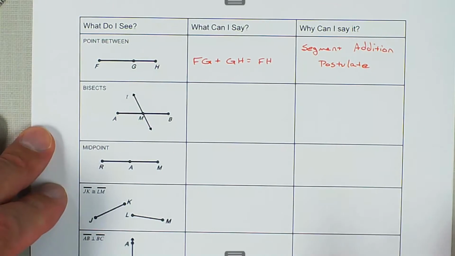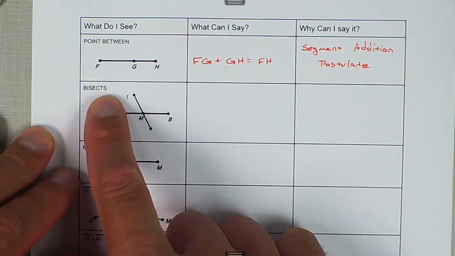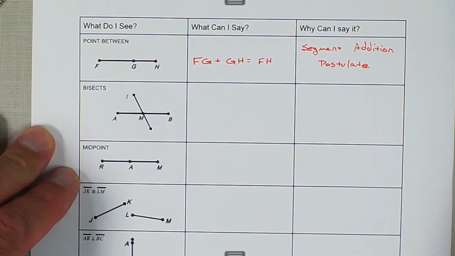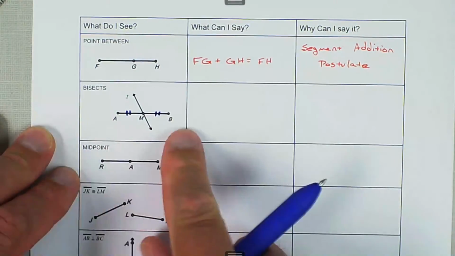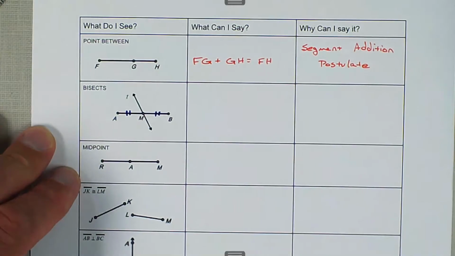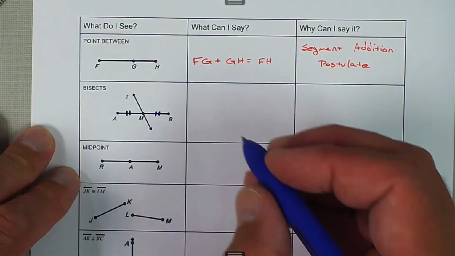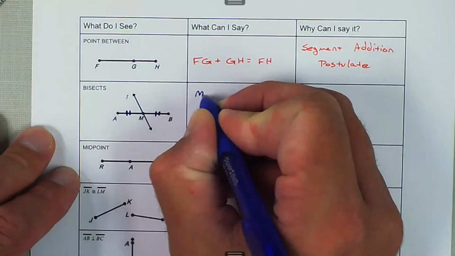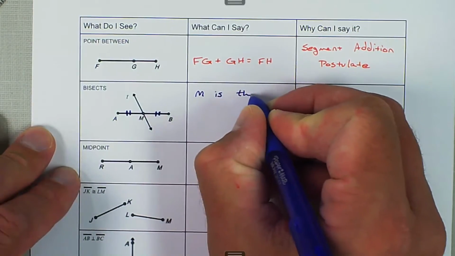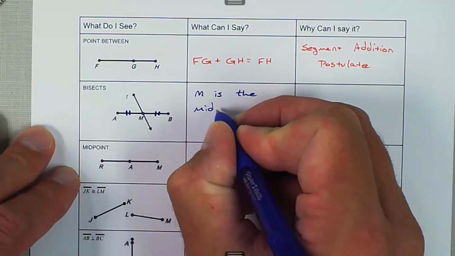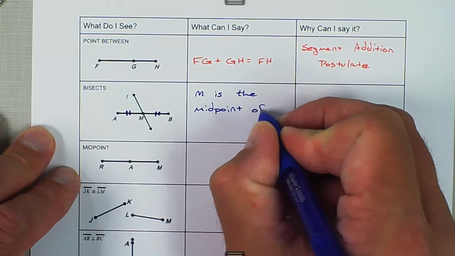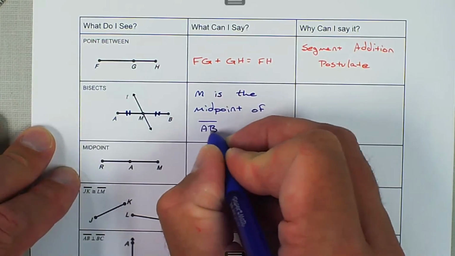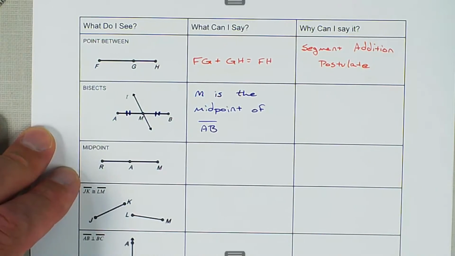All right, next example we have, this says it's a bisector. So if this is a bisector, what that means is it cuts it in half. And so if it's a bisector, we can say, oh, these two sides are going to be equal. So I put that congruent on there. And we can say M is the midpoint of line segment AB. And that one will be definition of segment bisector.